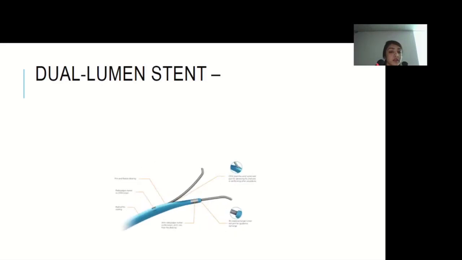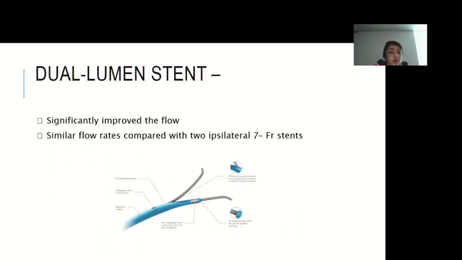Dual lumen stent, this is a very good sort of stent that has dual lumen in it. So urine will be flowing from this as well as from this. If we place a dual lumen stent in one patient, it will act similarly to placing two DJs on the same ipsilateral side. Right? So this dual lumen stent will act similarly to placing two DJ stents on the ipsilateral side.